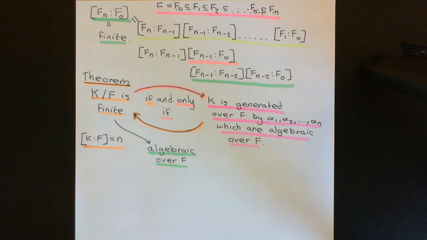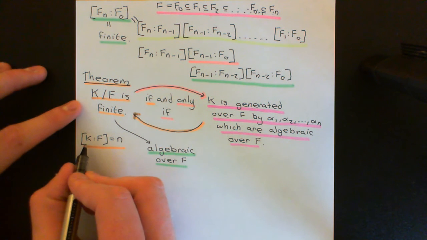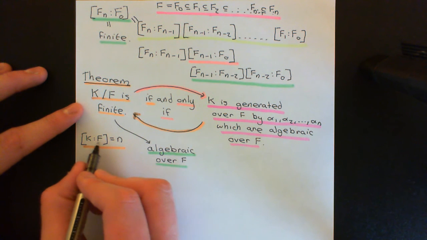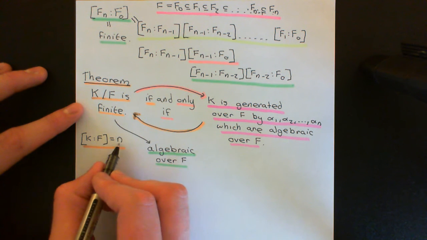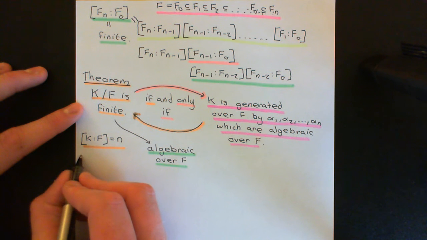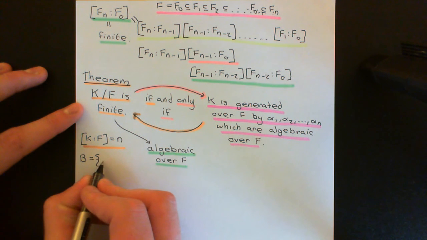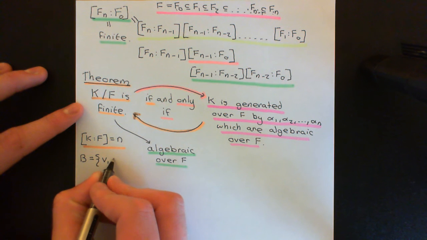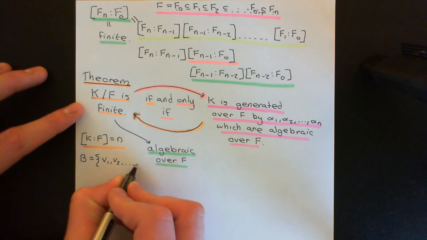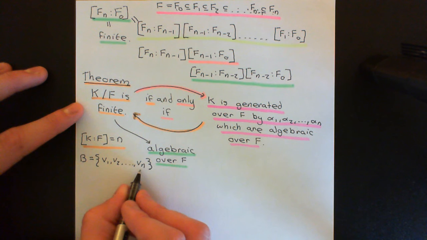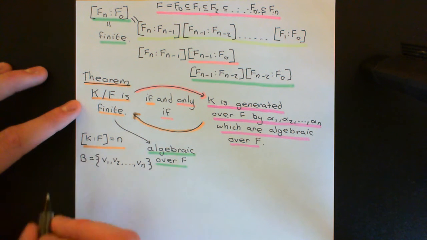How can I find some elements then that I can use to generate a field extension of F that is actually equal to K? Well, I can use the basis vectors. If K viewed as a vector space over F has dimension n, then I can find a basis for K over F which has n basis vectors in, so let's call them v1, v2, all the way up to vn.